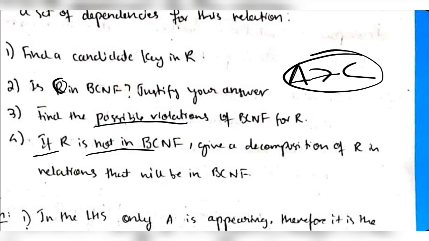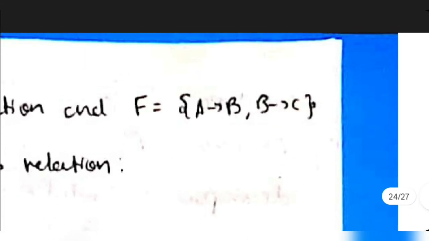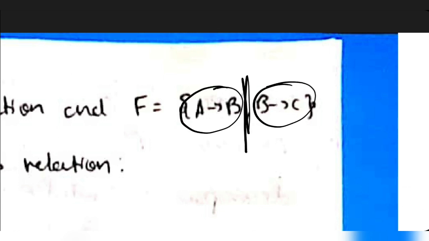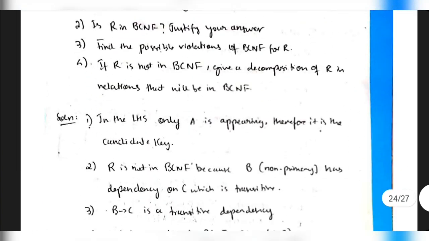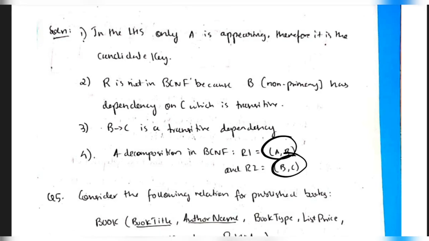If R is not in BCNF, give a decomposition of R in relations that will be in BCNF. To make a table which is not in BCNF into a table which is in BCNF, we have to separate it, so that it will not have a transitive relation. If we separate this, we will have two tables, A tends to B and B tends to C. Okay, so that's what the answer is. We have two tables, R1 and R2. So in this decomposition, there will be no transitive relation, it will be in BCNF.